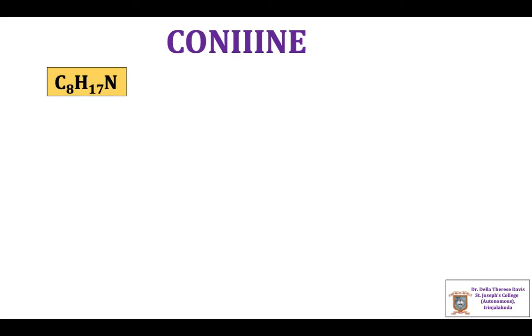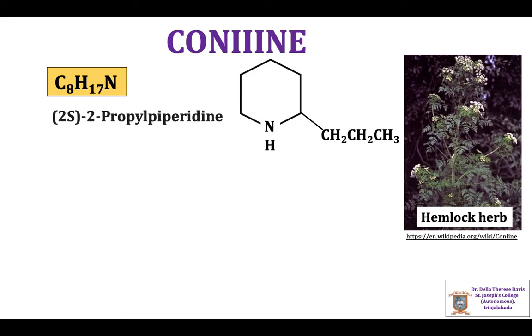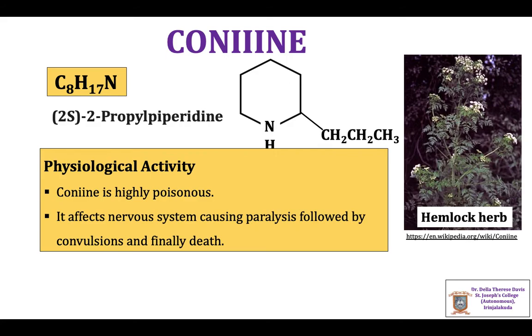Next is coniine with molecular formula C8H17N. It is an example of a piperidine alkaloid. The coniine ring system contains a piperidine ring. The chief source of coniine is the hemlock herb. This is highly poisonous and it affects the nervous system, causing paralysis followed by convulsions and finally death.